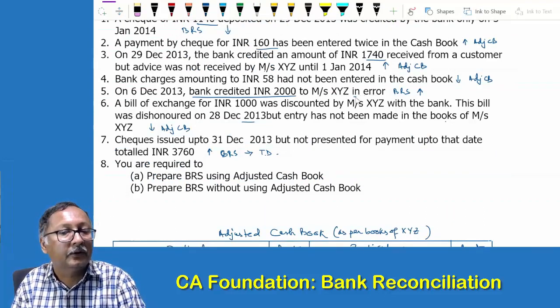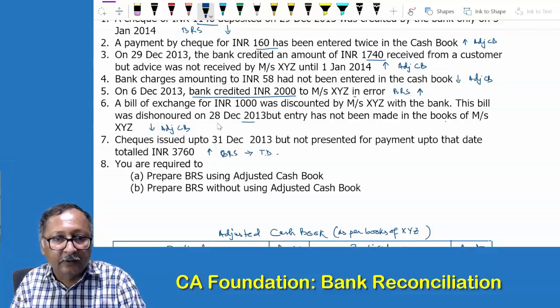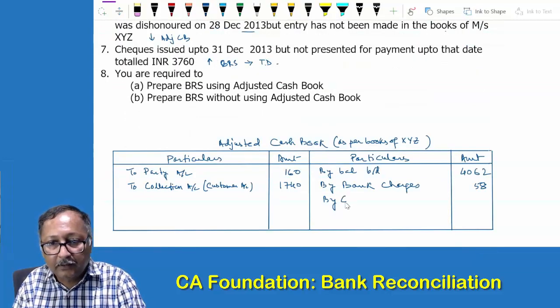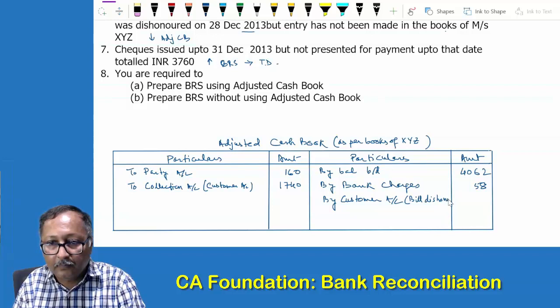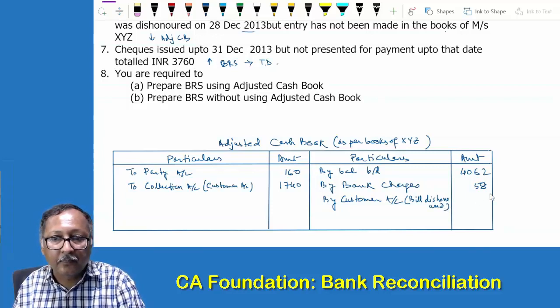So this will be a BRS entry because a bank's correction you cannot do on your own. In your book, the bill of exchange of rupees 1000 was discounted. The discounting entry was made and it was reflected in both the passbooks. This bill was dishonored on 28th. So on dishonor, the bank will collect the money. So your balance will reduce. The corresponding entry has to be passed. So bill dishonored means a customer account. This is your bill dishonored. Amount is 1000 rupees.